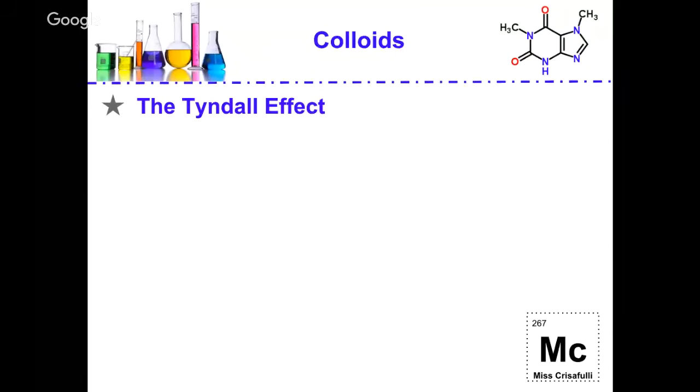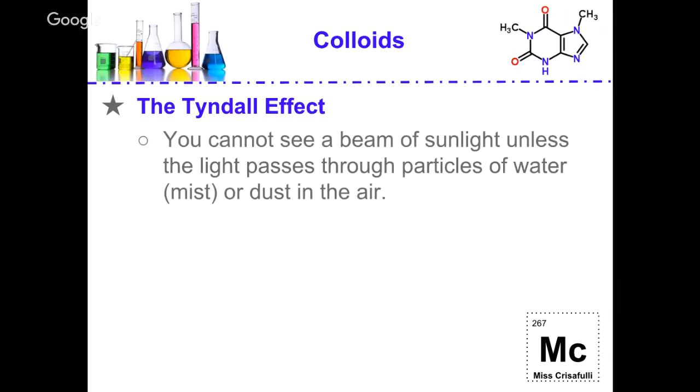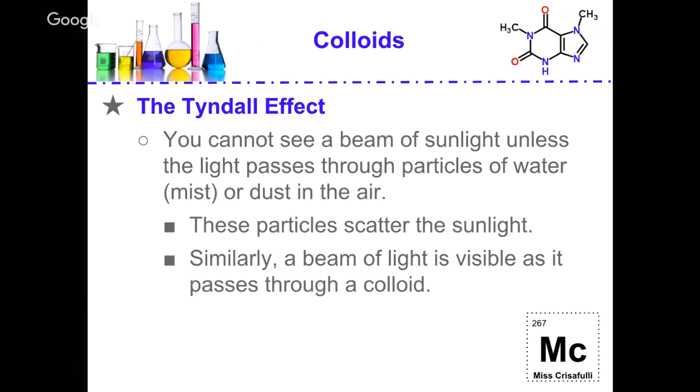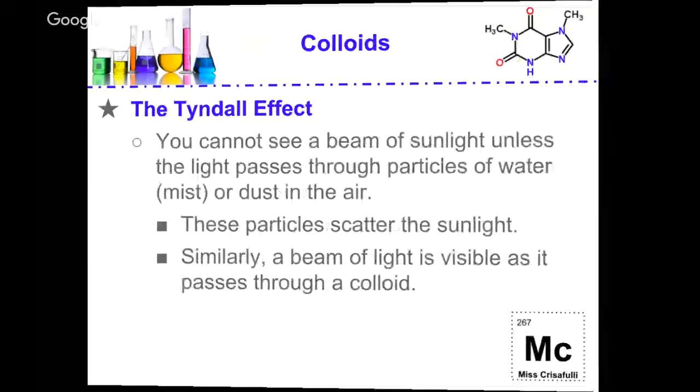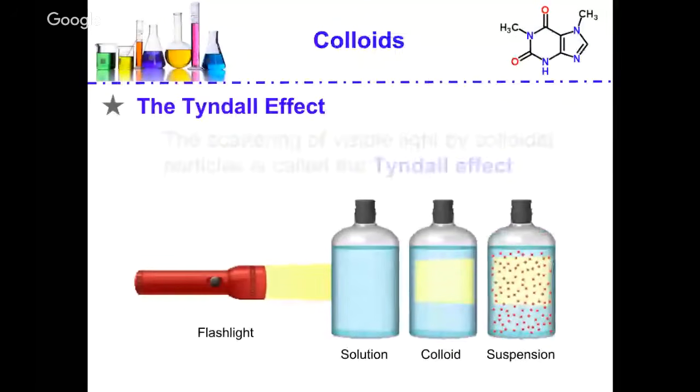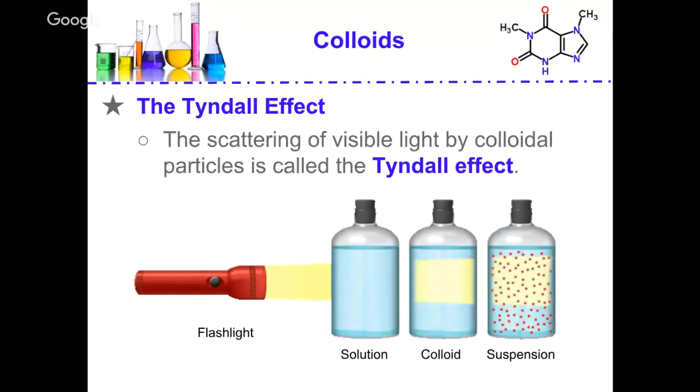Let's talk about the Tyndall effect. You cannot see a beam of sunlight unless the light passes through particles of water, mist, or dust in the air. These particles scatter the sunlight. Similarly, a beam of light is visible as it passes through a colloid. The scattering of visible light by colloidal particles is called the Tyndall effect.